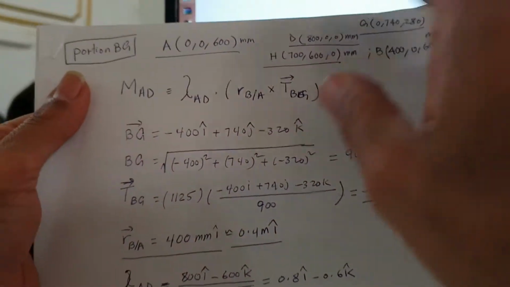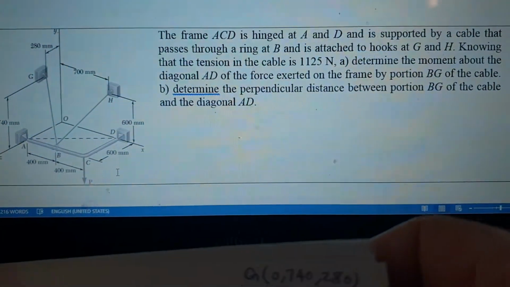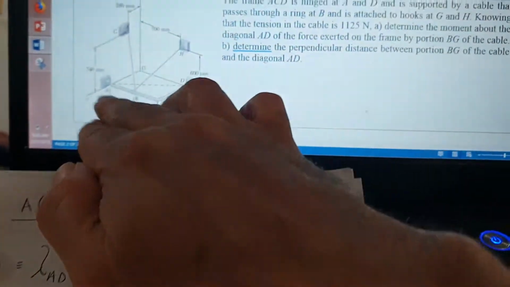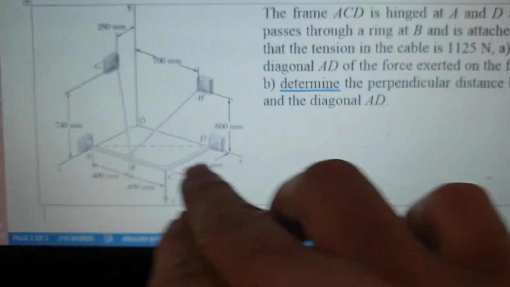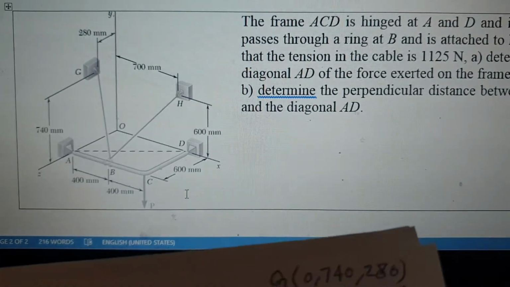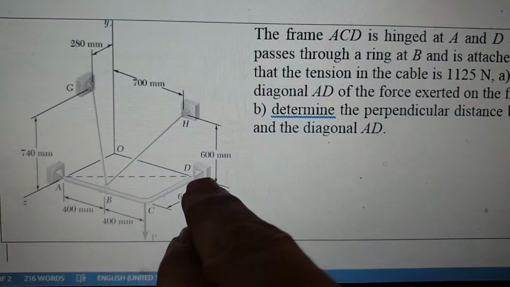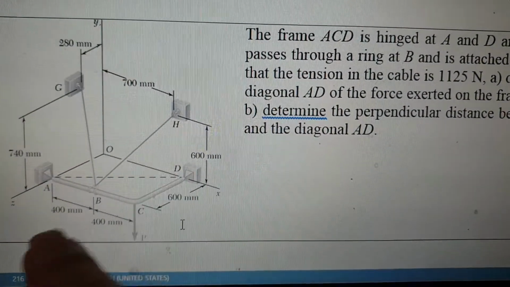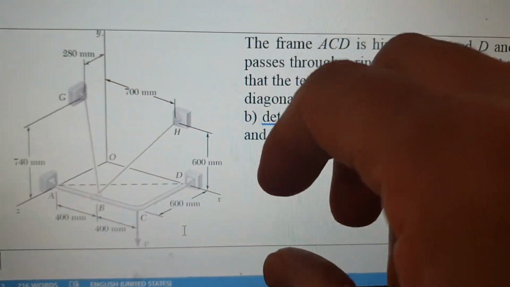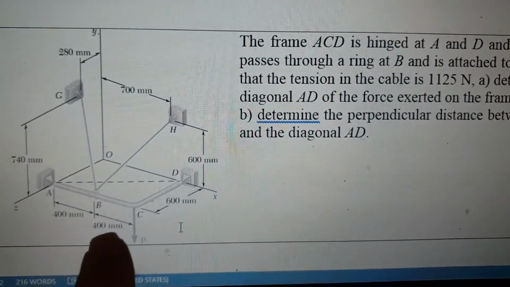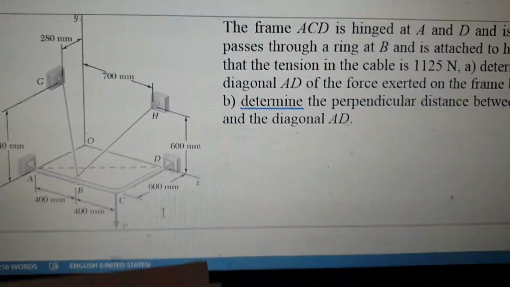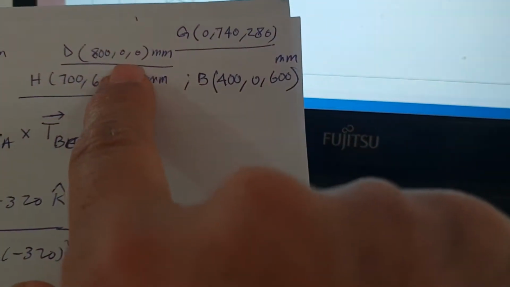First of all, let's find out the coordinate A. Coordinate A, you can see it here. It's on the z-axis, which means that x is 0, y is 0. Only z is 600 millimeter. So 0, 0, 600 millimeter. Let's go for point D. Point D is on the x-axis, so y and z are 0. So x is 800, so D is 800, 0, 0.